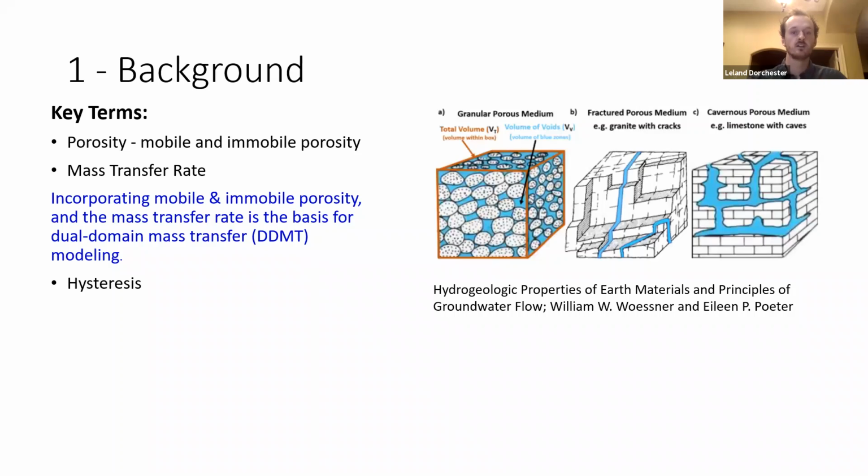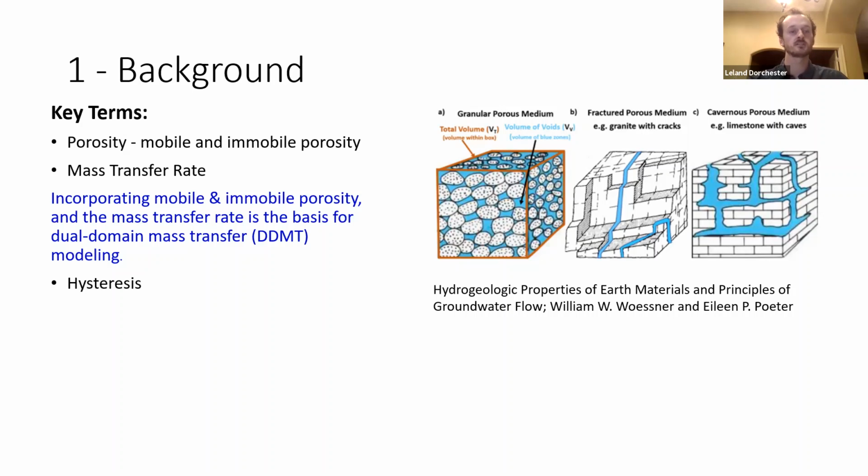So the first of these is the term porosity, which can just be defined as the volume of voids in a rock divided by the total volume of the rock. And so porosity can exist for a variety of reasons, which are shown over here on the right-hand side. But what's relevant in my research is that porosity exists in the presence of granular material. And for the purposes of my research, I actually differentiate two different kinds of porosity. These are called the mobile porosity and immobile porosity.